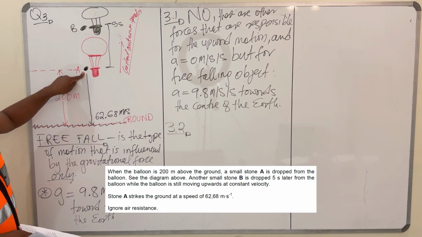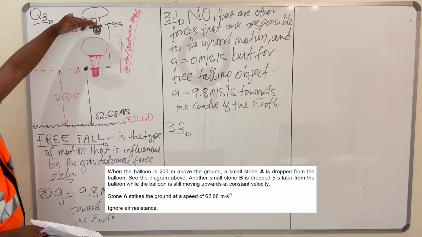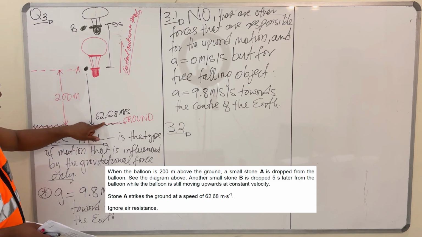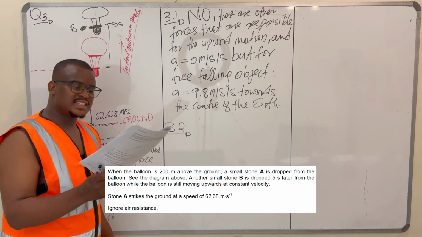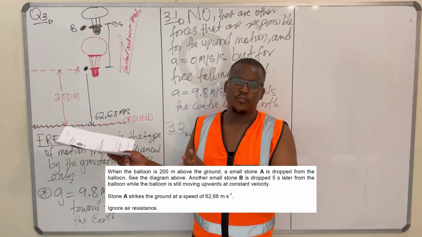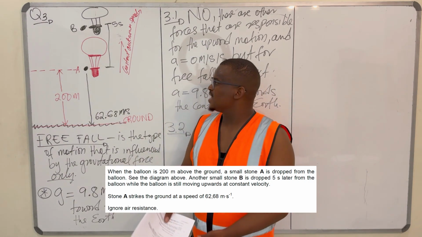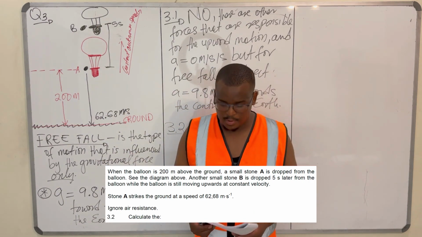So this guy is dropped 200 meters above the ground, and then 5 seconds later, another ball is dropped. So now, we're told that ball A did reach the ground at this velocity. That's what they told us. They're saying ignore the effects of air resistance, which means there are no other external forces influencing this motion. So this motion is now in free fall, which means the motion of the balls, not of the hot air balloon. No problem.